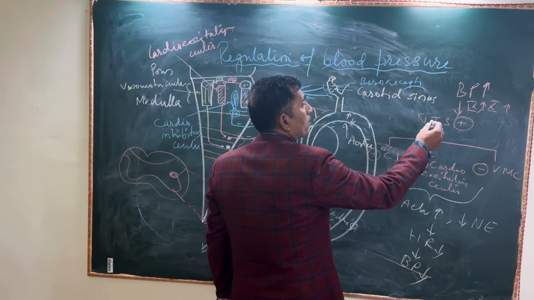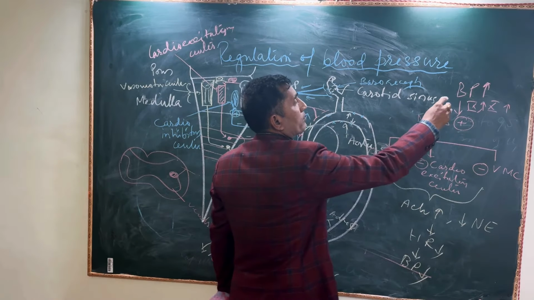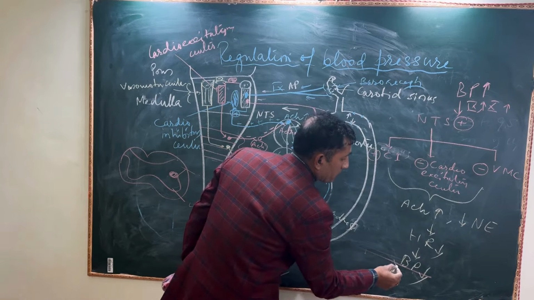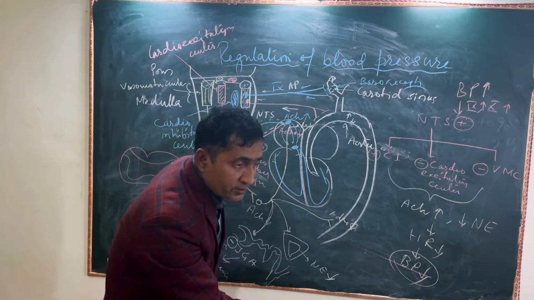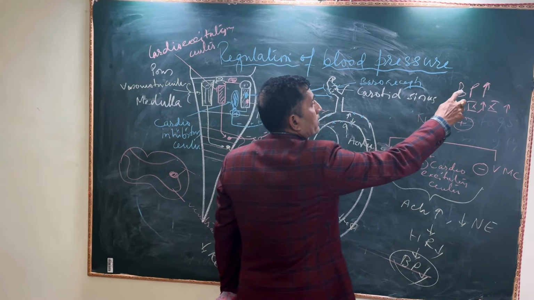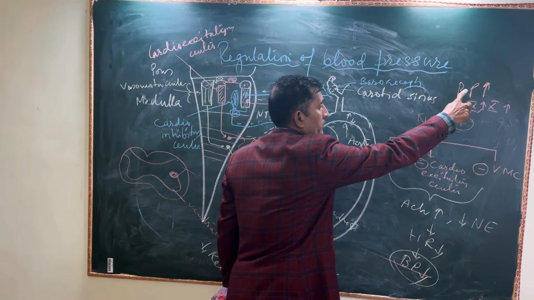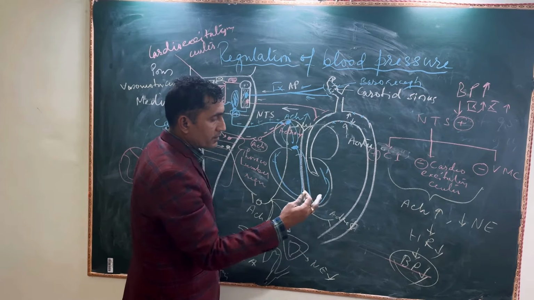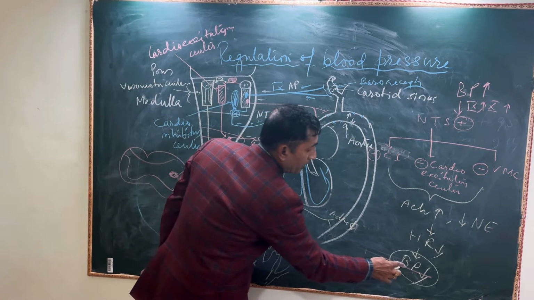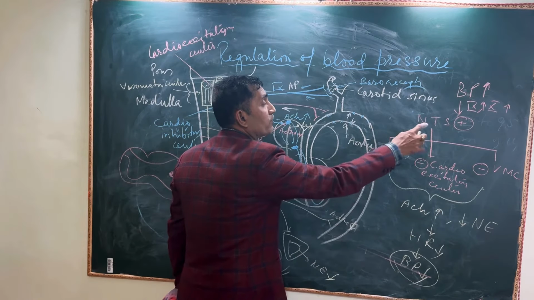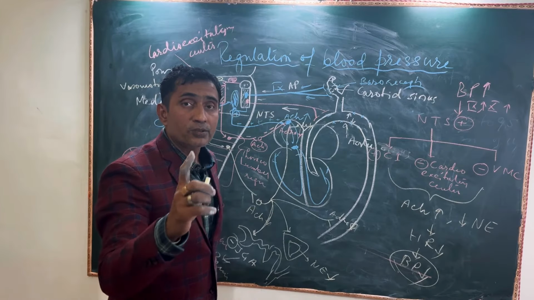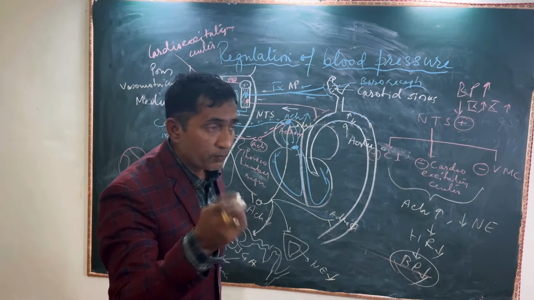So where we started, blood pressure is increased. Now what we are writing, blood pressure is reduced. So as soon as we see an increase in blood pressure, the reflex process adjusts in such a way that the blood pressure is reduced. So it's a reflex process, and this reflex is called the baroreceptor reflex.